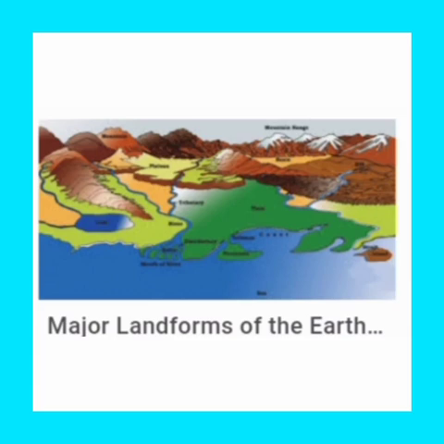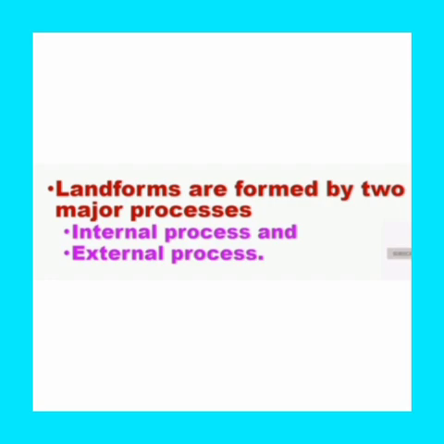These landforms are a result of two processes. That means landforms are formed by two major processes. The first is the internal process, which leads to upliftment and sinking of the Earth's surface at several places. The second is the external process. It is the continuous wearing down and rebuilding of the land surface.